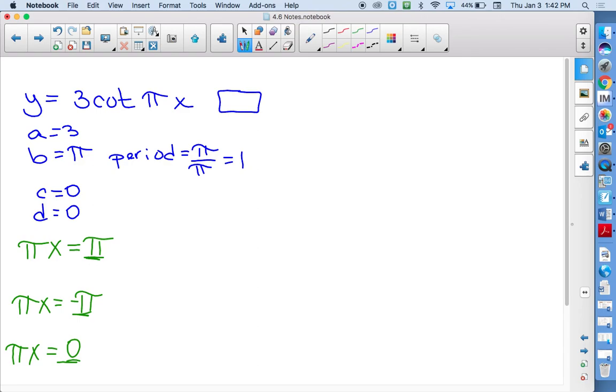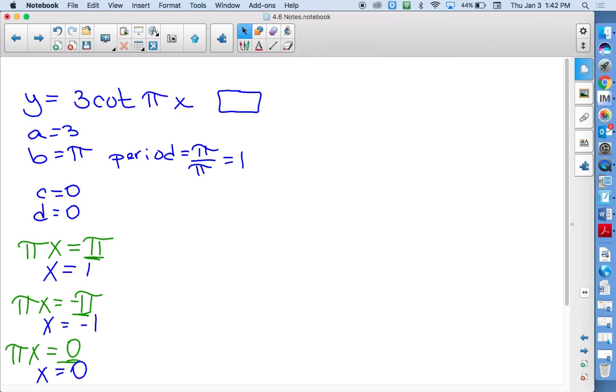So Libby, if you solve for x, you end up getting 1, negative 1, and 0. So our asymptotes are at 1, negative 1, and 0. I'm going to see if I can steal a graph from another problem.